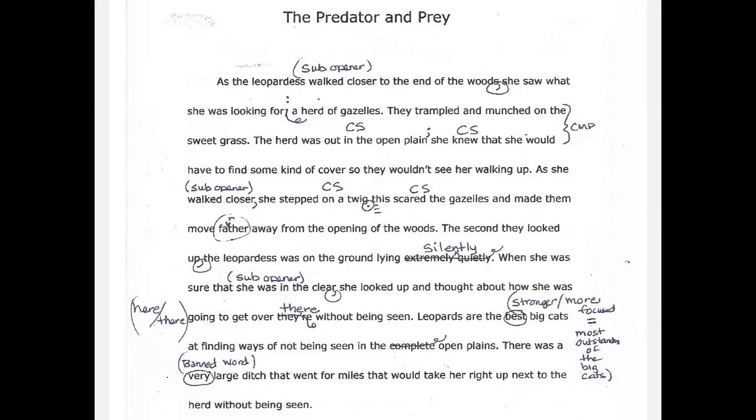When she was sure that she was in the clear, comma, there's that sub opener again. She will definitely remember that after this paper. She looked up and thought about how she was going to get over there. Then in parentheses, she had the wrong there. She had THEYRE. If I were teaching this, I would say, what does it really say? It really says they are. Yep. Do we want to say how they're going to get over they are? No, we do not. So then as a reminder, I put in the margin here, there, to remind her that that's the there that she wants.